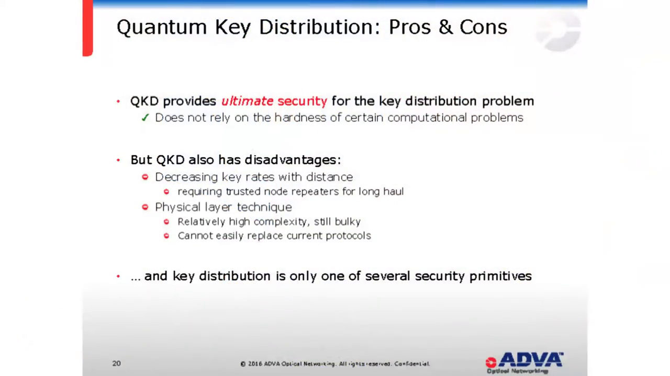So what are the pros and cons now for quantum key distribution. QKD provides the ultimate security probably, because it doesn't rely on the hardness of certain computational problems. But obviously we have seen already some disadvantages: the decreasing key rate with distance. You might have to introduce trusted nodes, which is not nice. And it's basically a physical layer technique, so it's relatively high complex. At the moment, implementations are still bulky. And it's not really a one-to-one replacement of current protocols.